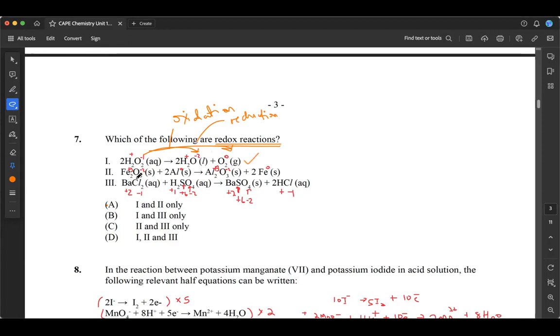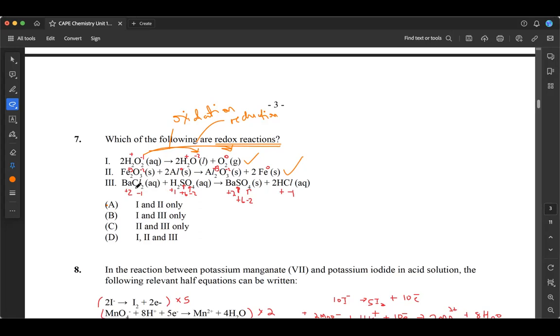Let's look at the second one. We have iron going from 3+ to iron in 0. So that's a reduction. And then we have oxygen going from -2 to -2. So that one didn't really change here. And then we have aluminum going from 0 to +3. So that got oxidized. So the aluminum got oxidized and the iron got reduced. So this is redox.